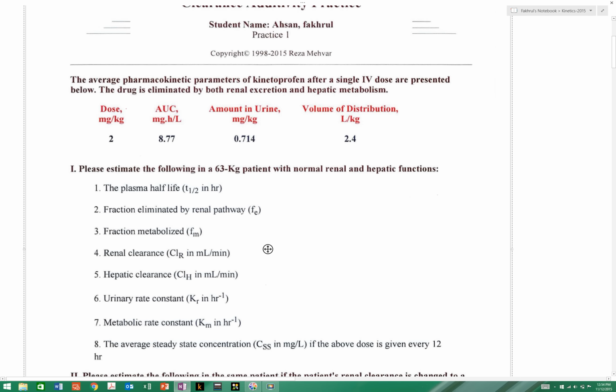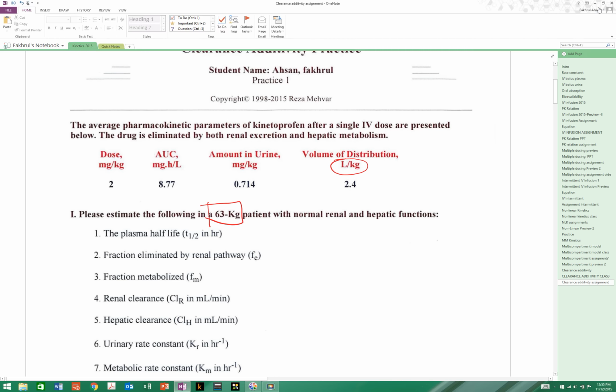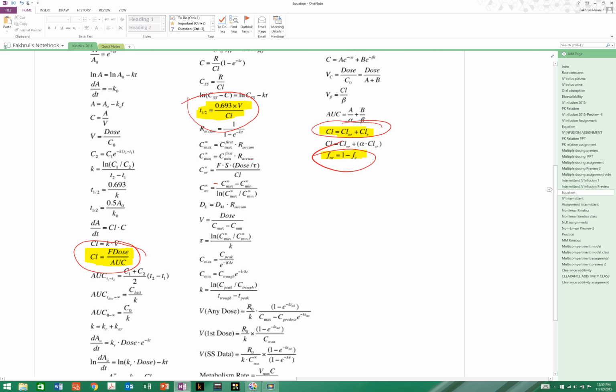What data do we have? We have dose, AUC, amount in the urine, and volume of distribution. You see, volume of distribution is in liter per kilo, and there is another piece of information here. The patient is 23 kilo. The first thing is asking us to calculate half-life. To calculate half-life, we have to use this equation: 0.693 times V over CL.